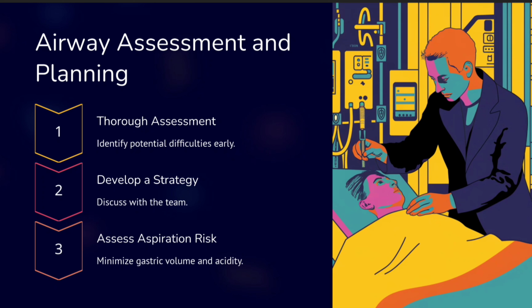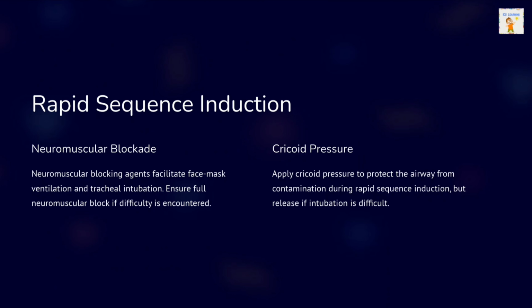Second is to develop a strategy for airway management before induction of anesthesia and discuss it with the team, whoever is present, so they are all aware of the strategy and the plan for intubating that patient. And ultimately, we have to assess the risk of aspiration, and we have to take steps to minimize gastric volume and acidity. So if possible, aspirate the Ryle's tube. If possible, go for rapid sequence intubation.